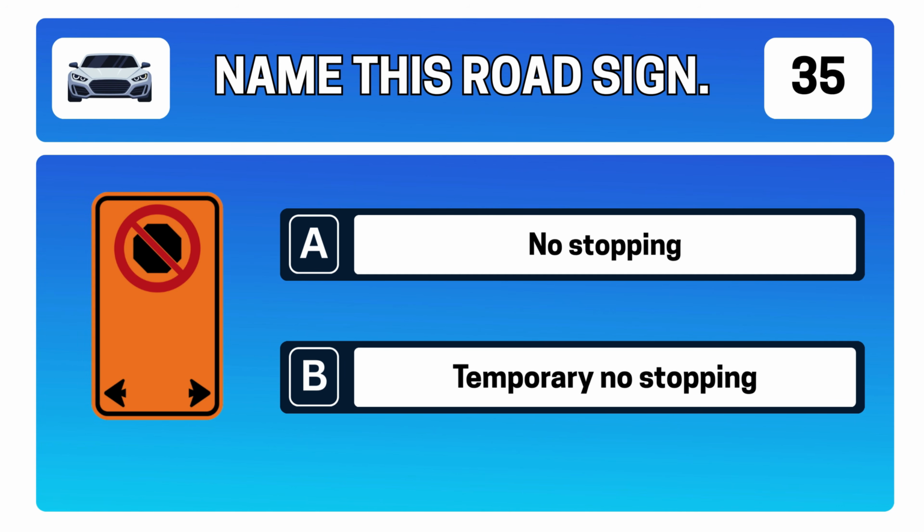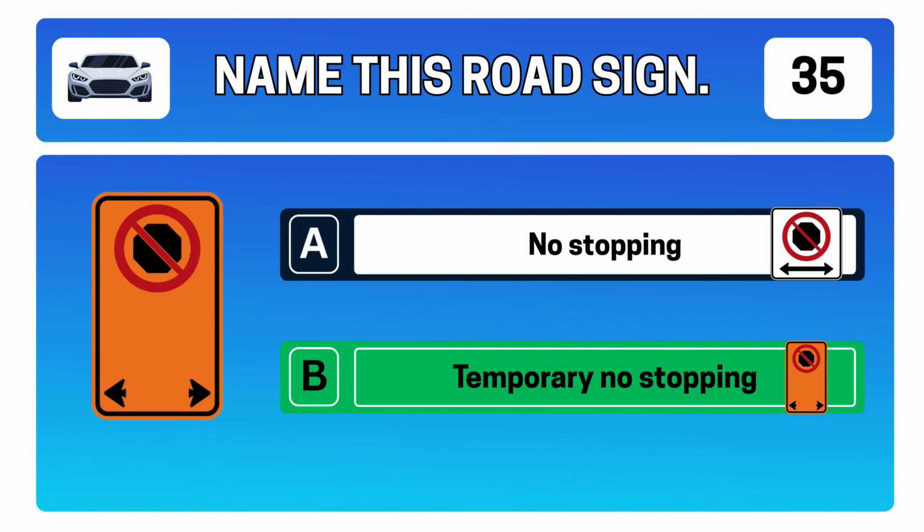Guess this road sign. A. No stopping. B. Temporary no stopping. Good catch. It is the temporary no stopping sign.